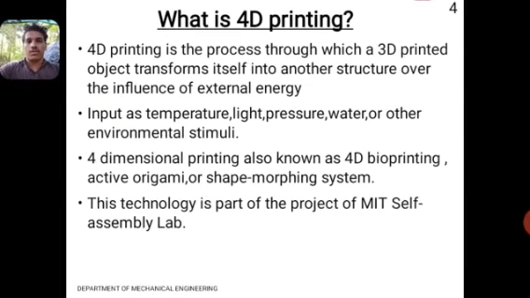What is 4D printing? 4D printing is the process through which a 3D printed object transforms itself into another structure over the influence of temperature, light, pressure, water, environmental stimulation. 4D printing is also known as 4D bioprinting or shape morphing system. This technology is a part of the project of MIT Self Lab.